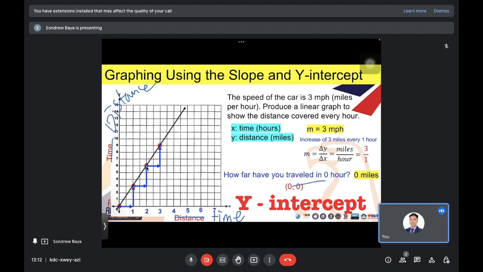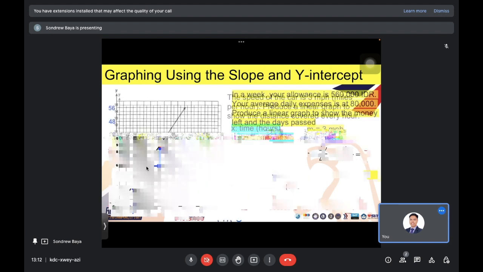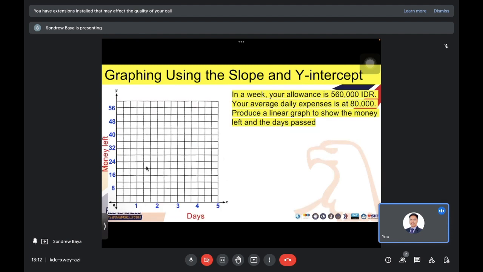Let's have another example. Let's say in a week, your allowance is 560,000 Indonesian rupiah. Your average daily expense is 80,000. Produce a linear graph to show the money left and the days passed.